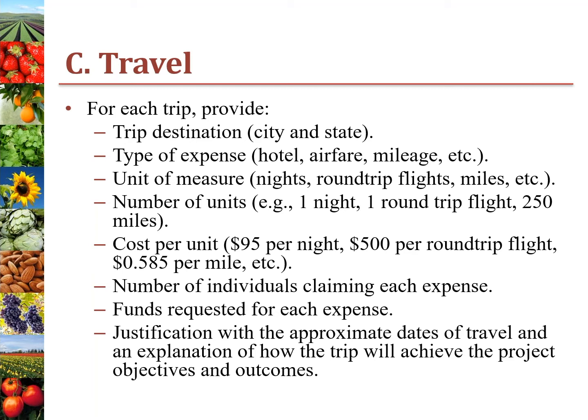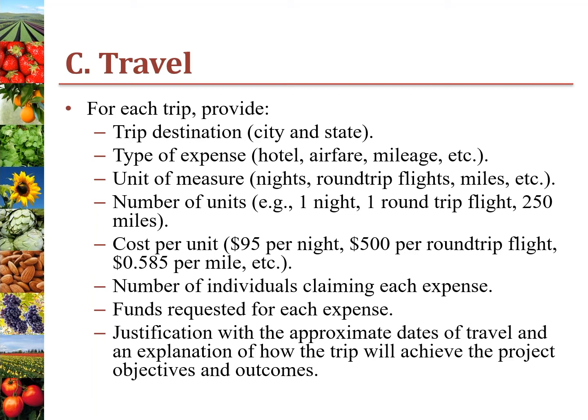Each type of expense for a given trip should be indicated on a separate line in the table. I'll show you an example of this in the next slide. Within the same line of each type of expense, specify the unit of measure, the number of units, the cost per unit, the number of individuals claiming the expense, and the total funds requested for the expense.